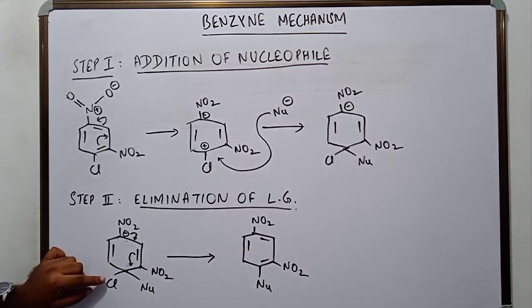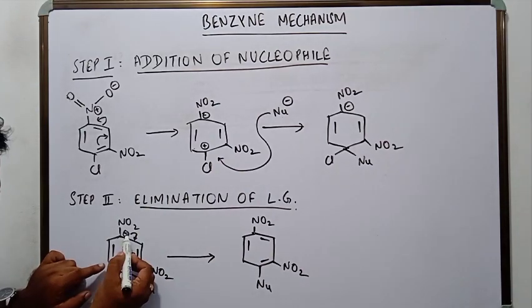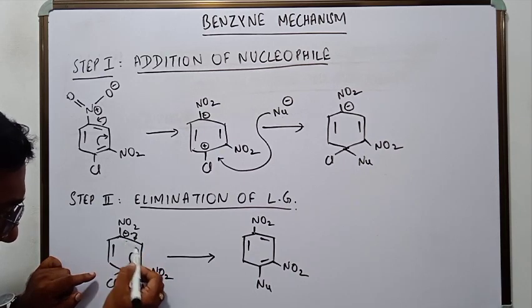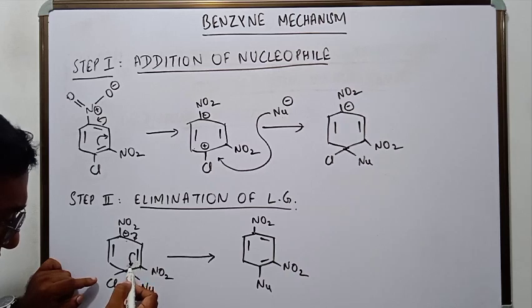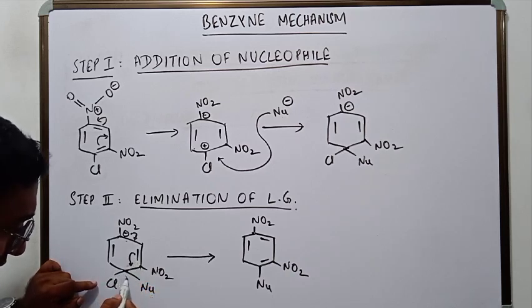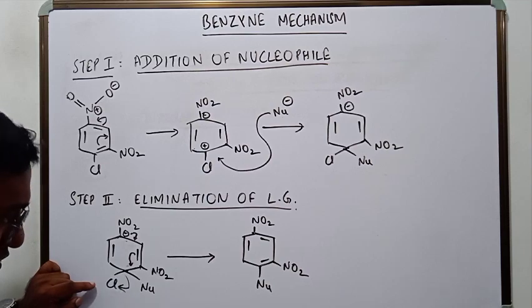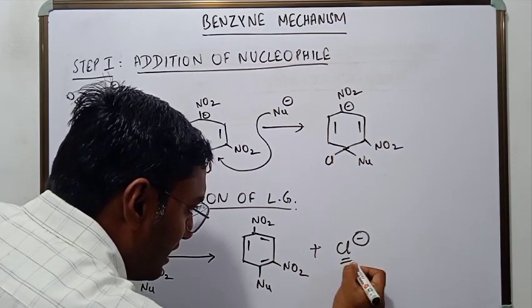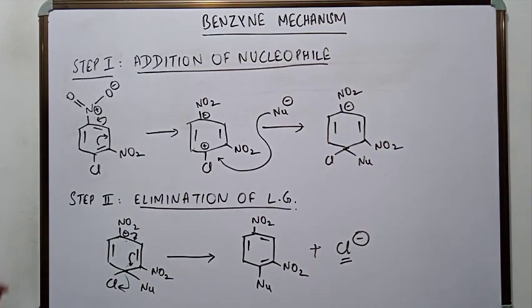What would happen? This is a very unstable condition. It would come back here as a pair. When this pair of electrons comes back here, this Cl minus goes. So what is the net result? The net result is the elimination of the leaving group.